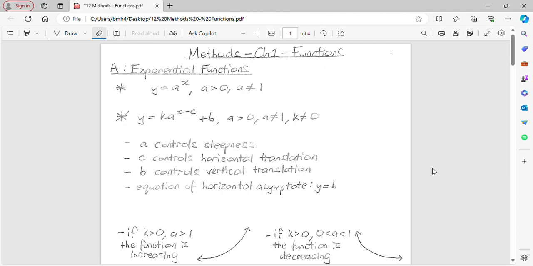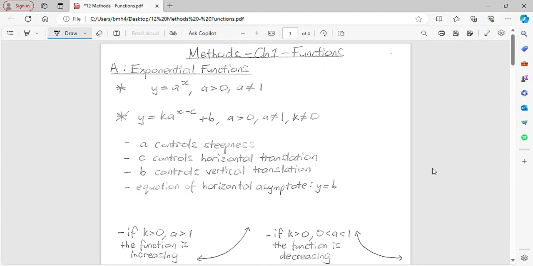This video is just a review about the first chapter in the Mathematical Methods book, the Year 12 Methods book, on functions. So the very first part of the chapter we look at exponential functions. Our most simple exponential function is in the form y equals a to the x.